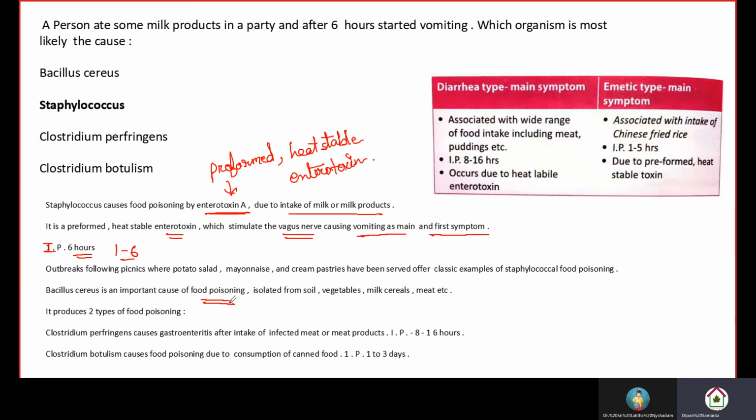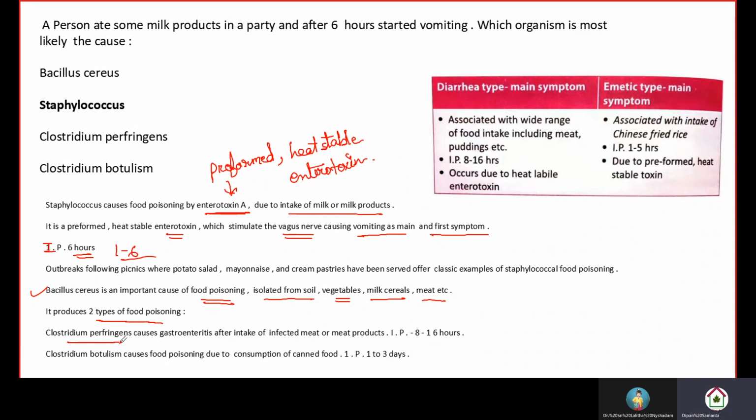Bacillus cereus is an important cause of food poisoning, isolated from soil, vegetables, milk, cereals, and meat. Okay, this is about Bacillus cereus. Now, Staphylococcus produces two types of food poisoning.